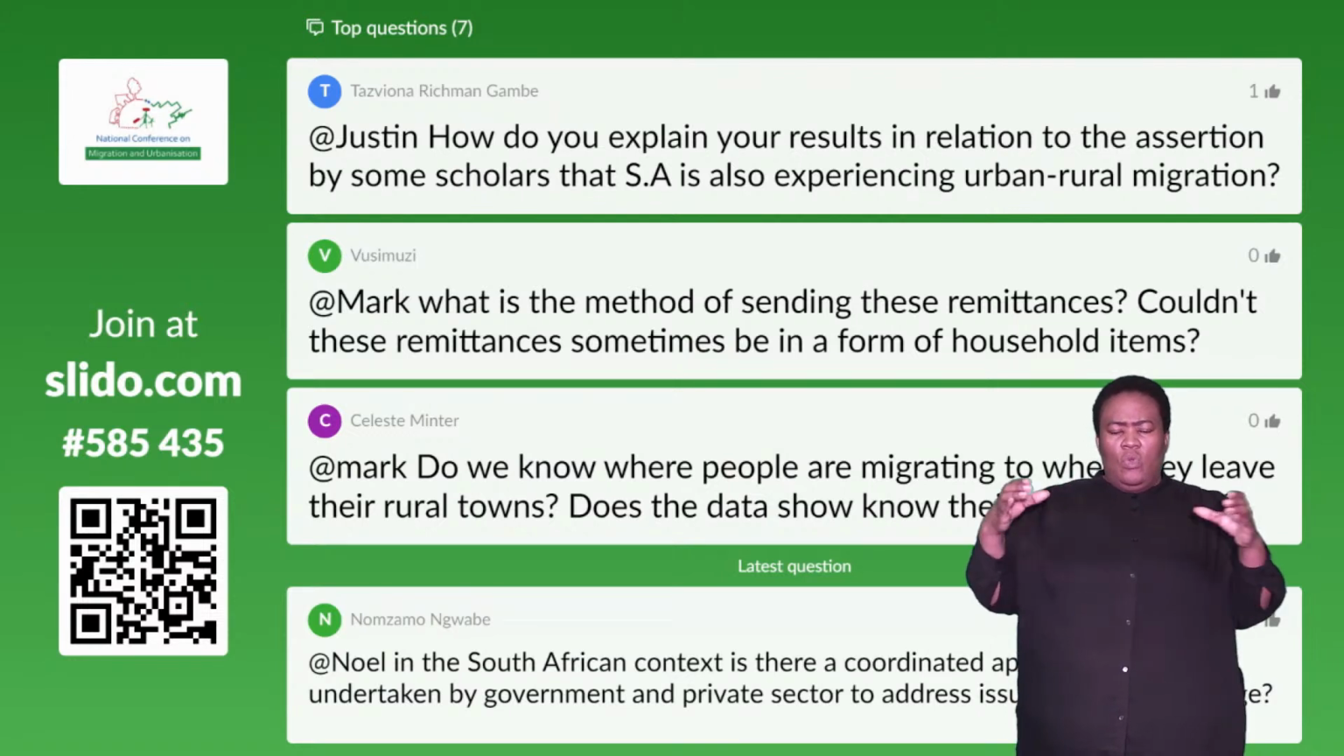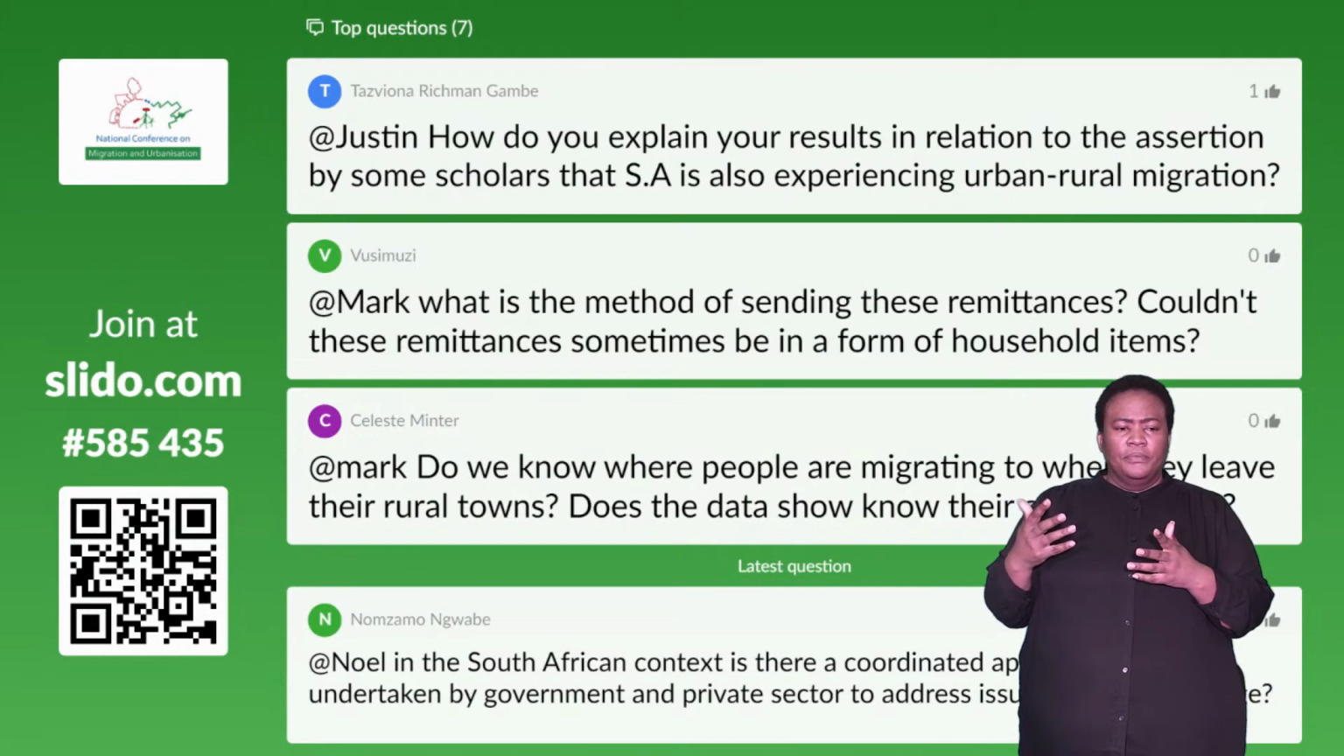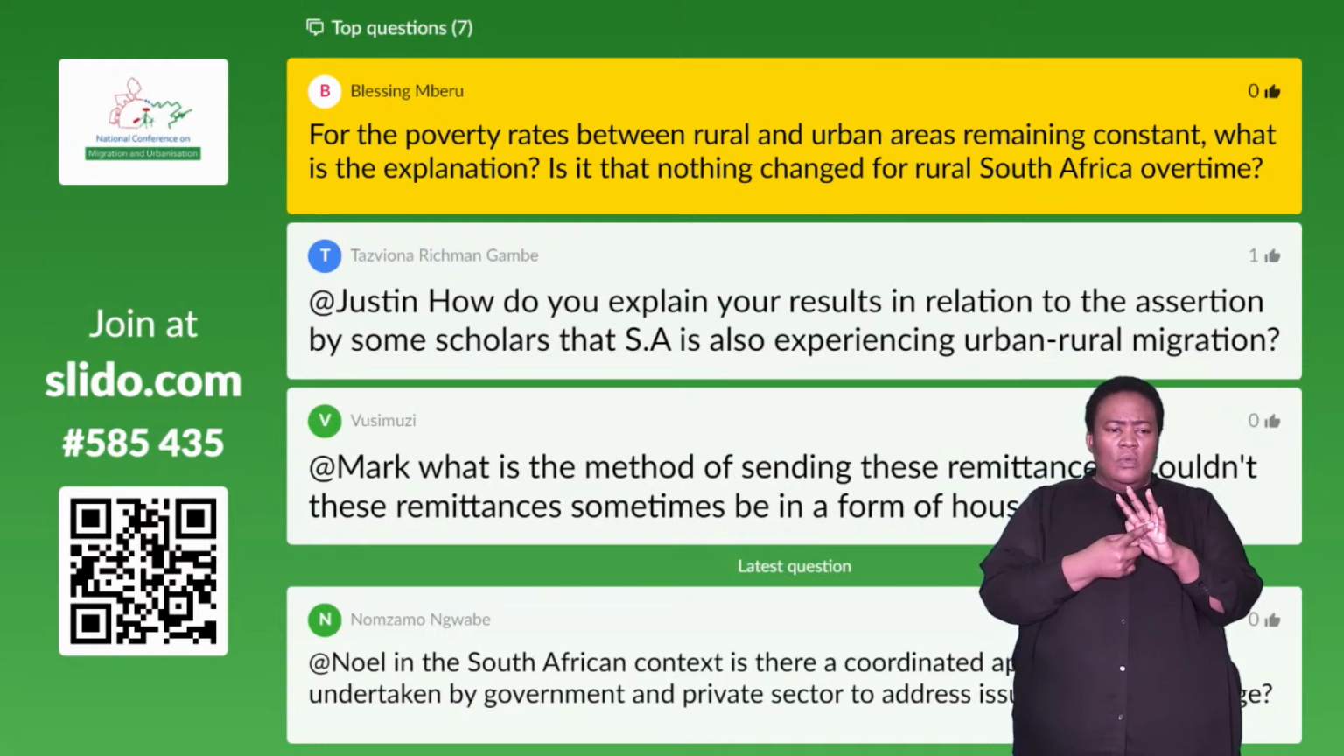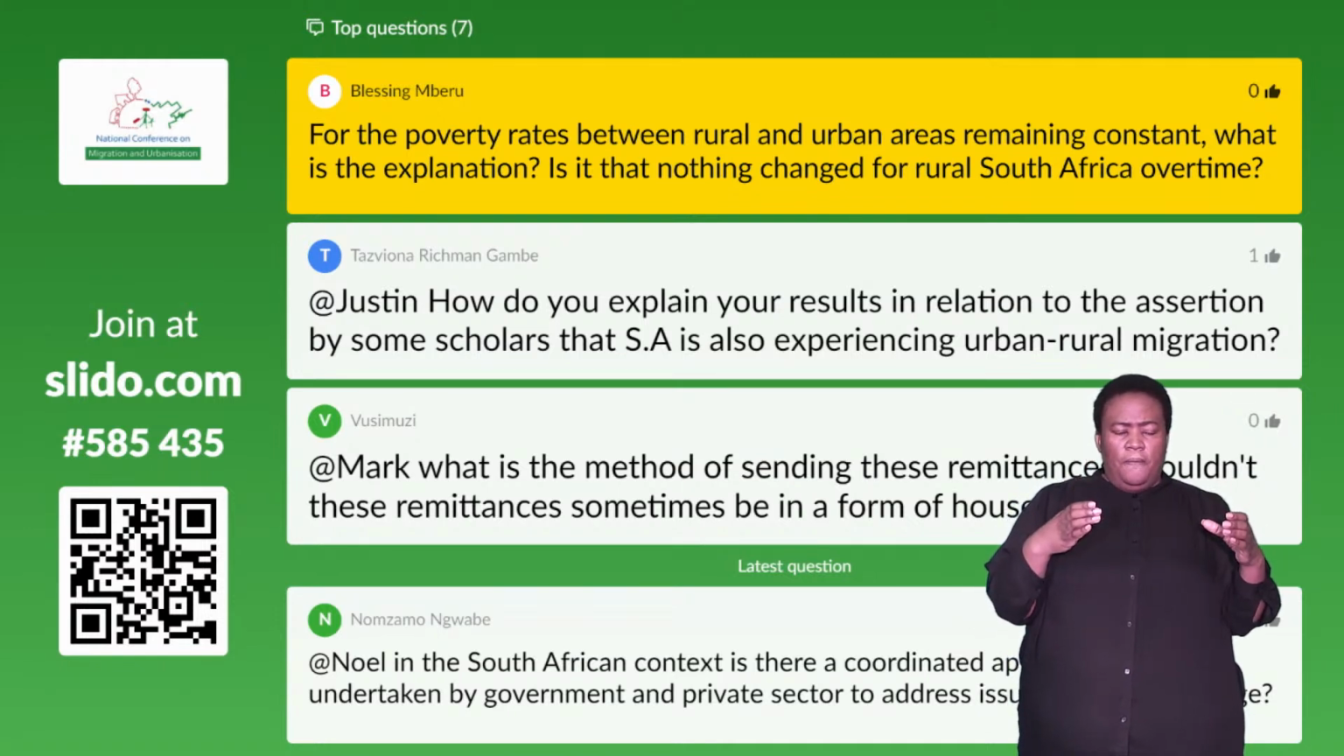And then from Blessing to Philippe: is the natural growth urbanization linkage explained by urbanization of poverty, growth of slums with worse health and reproductive indicators than rural areas? So those were all to Philippe.